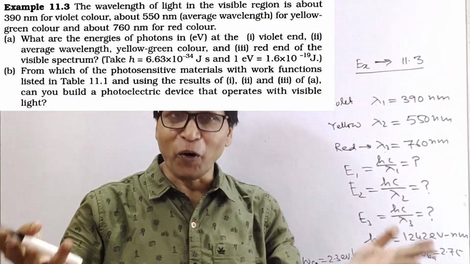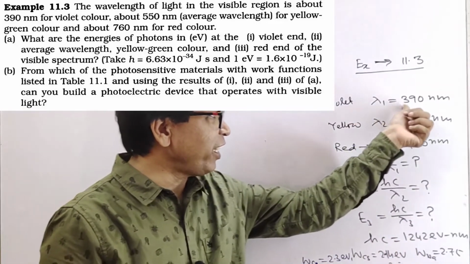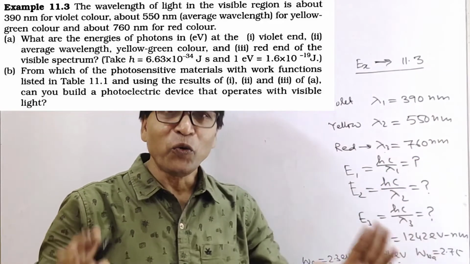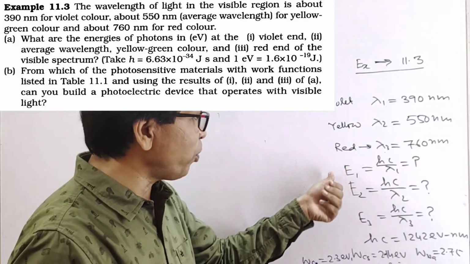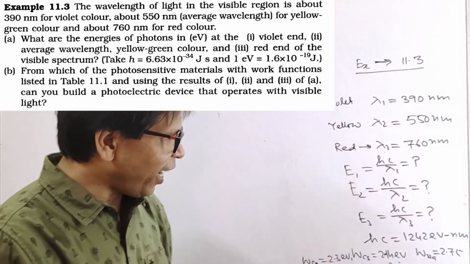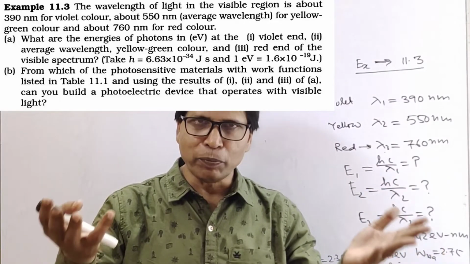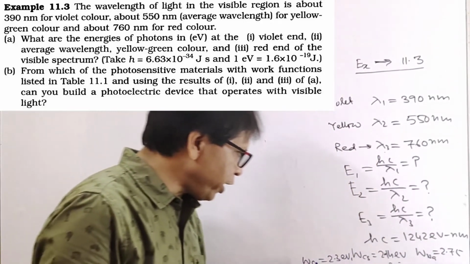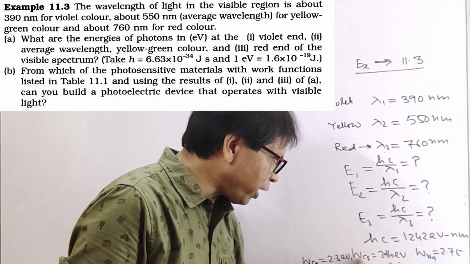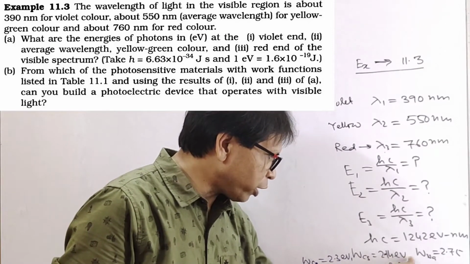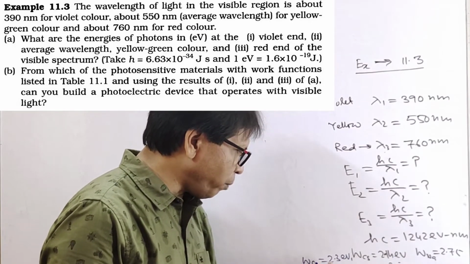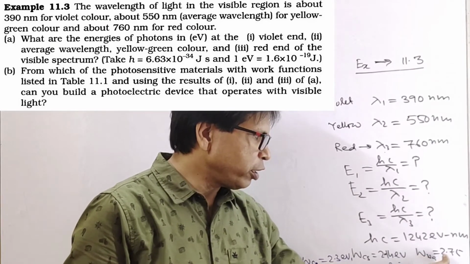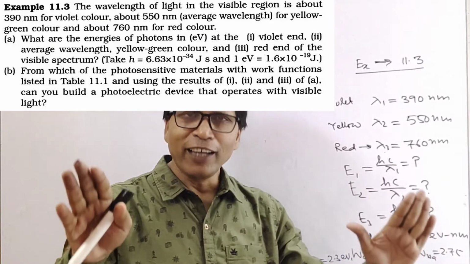Now look at this, the wavelength of violet light is 390 nanometer, this is the yellow light and this is the red light. We have to calculate the energy of photon of these lights. And if a photoelectric device is produced which is used by the white light, which material can you choose? This is the work function of cesium, 2.14 electron volt. This is the work function of calcium, 2.3 electron volt, and this is the work function of sodium, which is 2.75 electron volt.